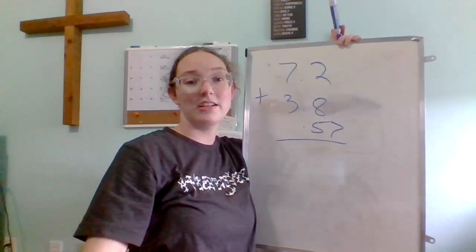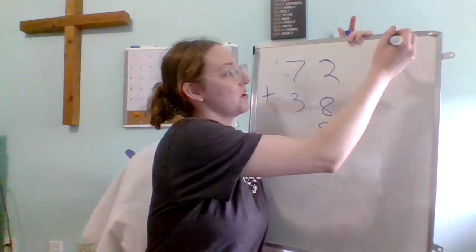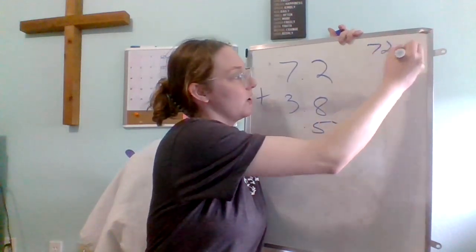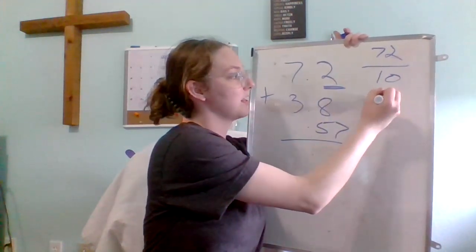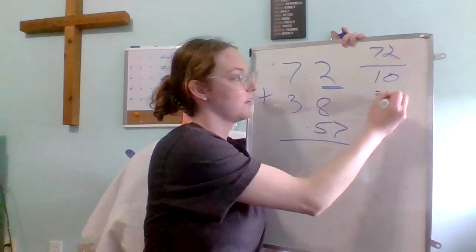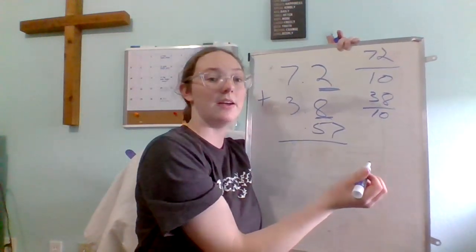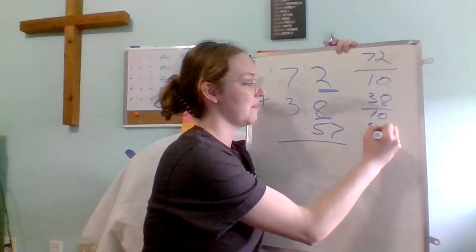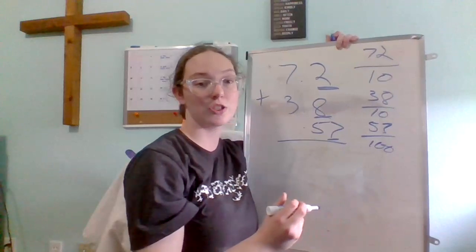First, you need to find the fractions for each of these. For the first decimal, it would be 72 over 10 because the 2 is in the tenths place. The next fraction would be 38 over 10 because the 8 is in the tenths place. Then 0.57 would be 57 over 100 because the 7 is in the hundredths place.